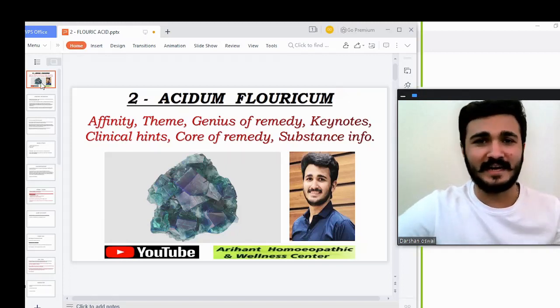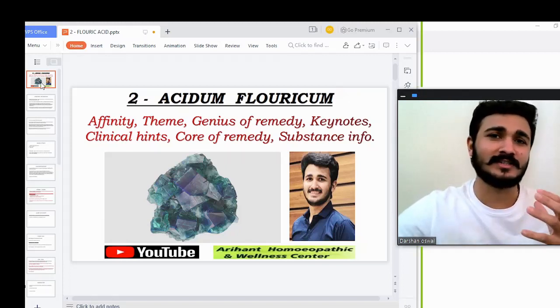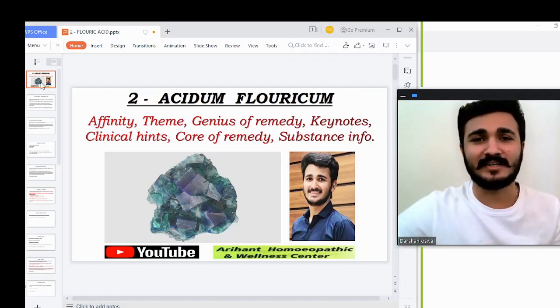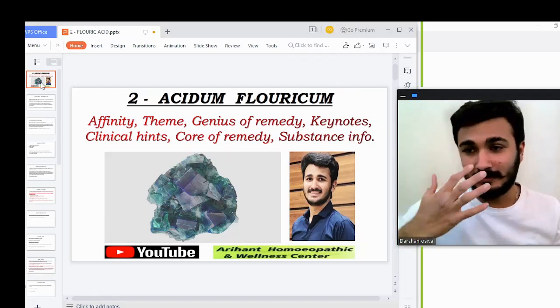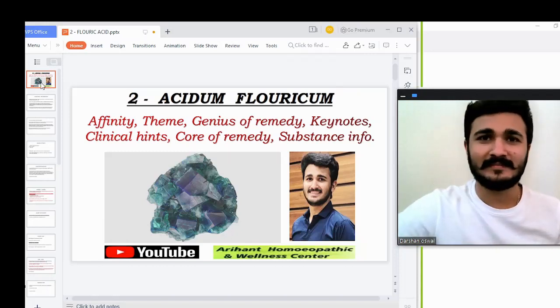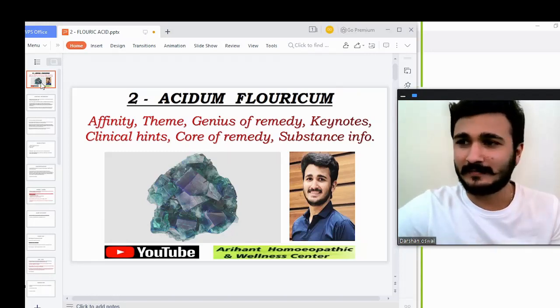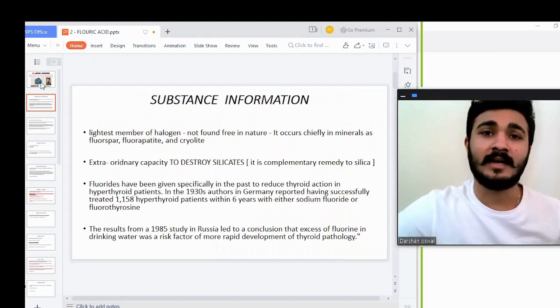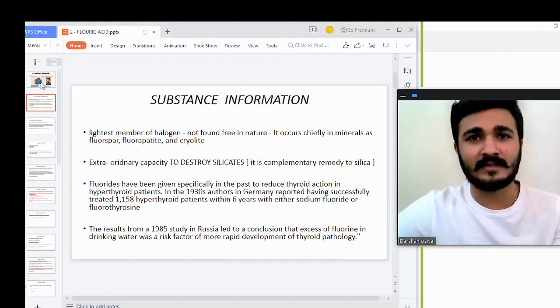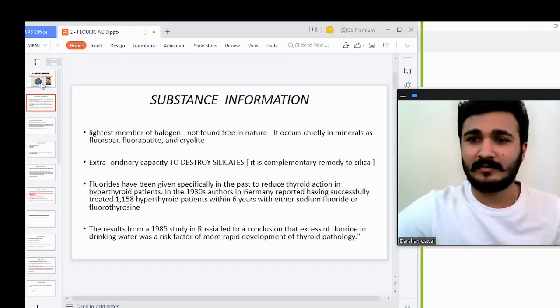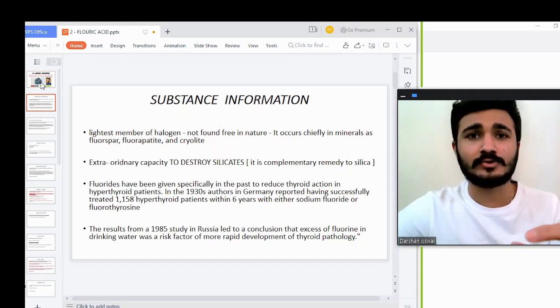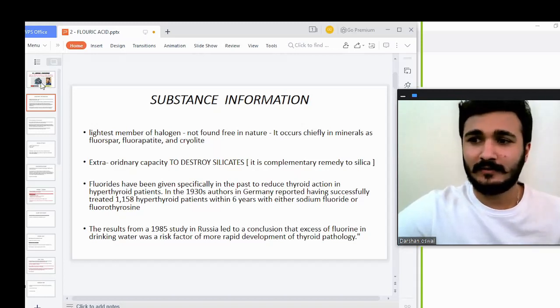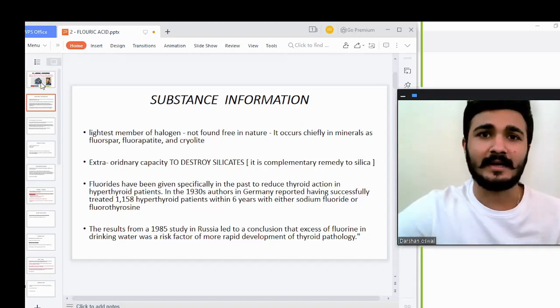I hope you have watched the lecture on organum and you have seen the keynotes, the understanding of rubrics, cases, themes, and the Yakir chart understanding. Today we'll be learning about fluoric acid in terms of all these points. Fluoric acid is one of the lightest members of the halogen group. It usually doesn't occur freely in nature and is very reactive. It usually occurs as fluorospar, fluorapatite and cryolite.